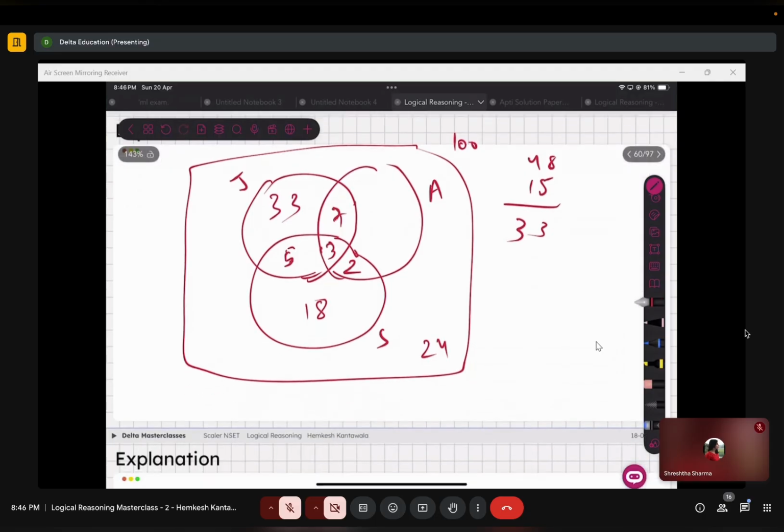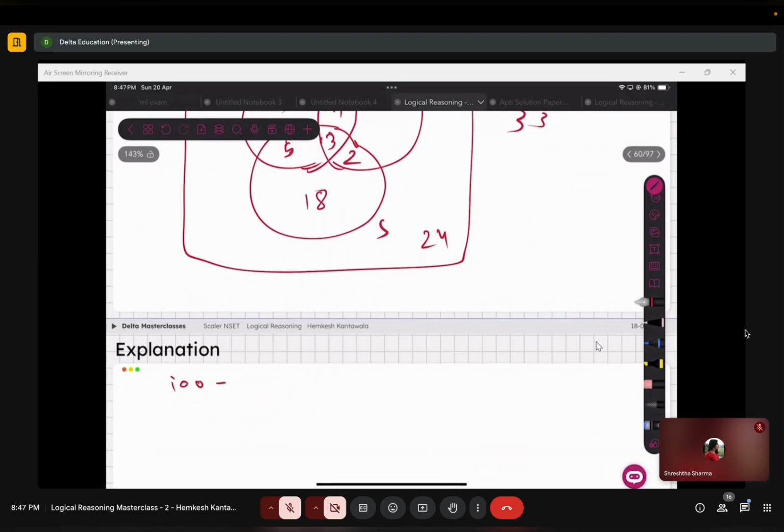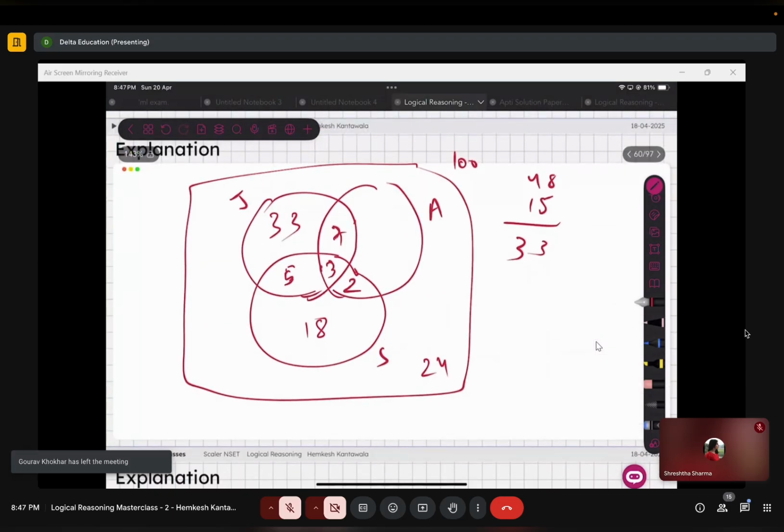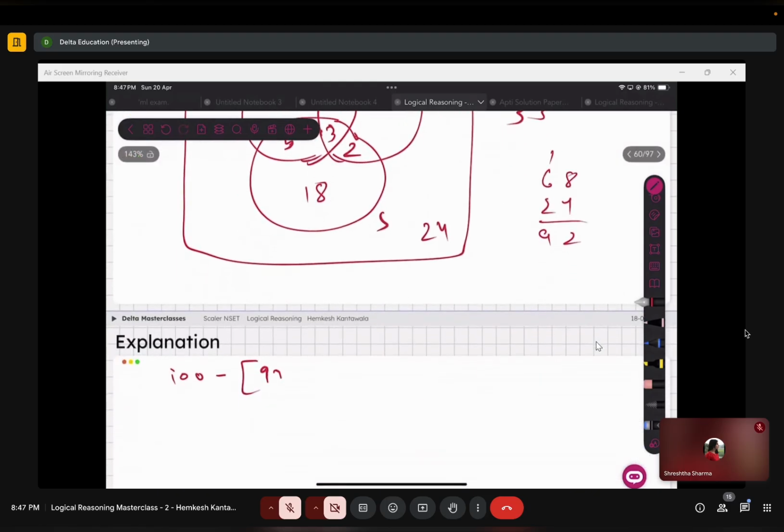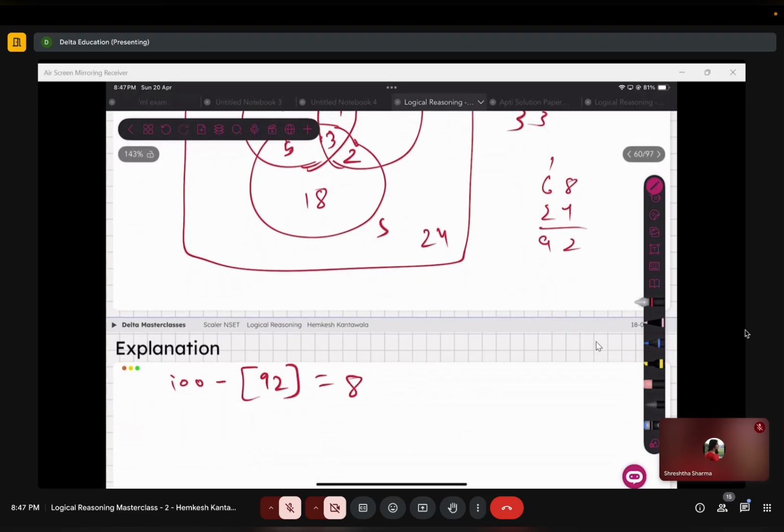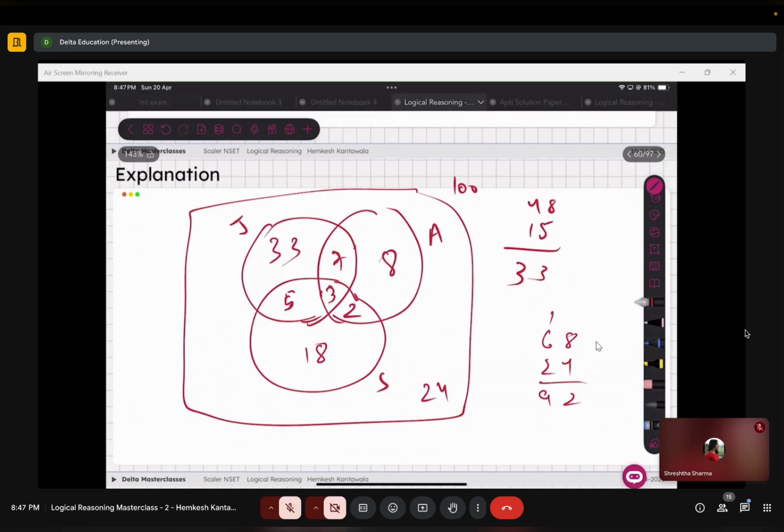So if we do that, 100 minus, let's do it this way. 7 plus 3 is 10. 10 plus 2 is 12, plus 18 is 30. 30 plus 30 is 60, plus 3 is 63, plus 5 is 68, plus 24. So 68 plus 24 is equal to 92. So this is 92, and this we get as 8, right? So this would be 8. We have got all the data now. Whatever the question, we could easily find the answer.